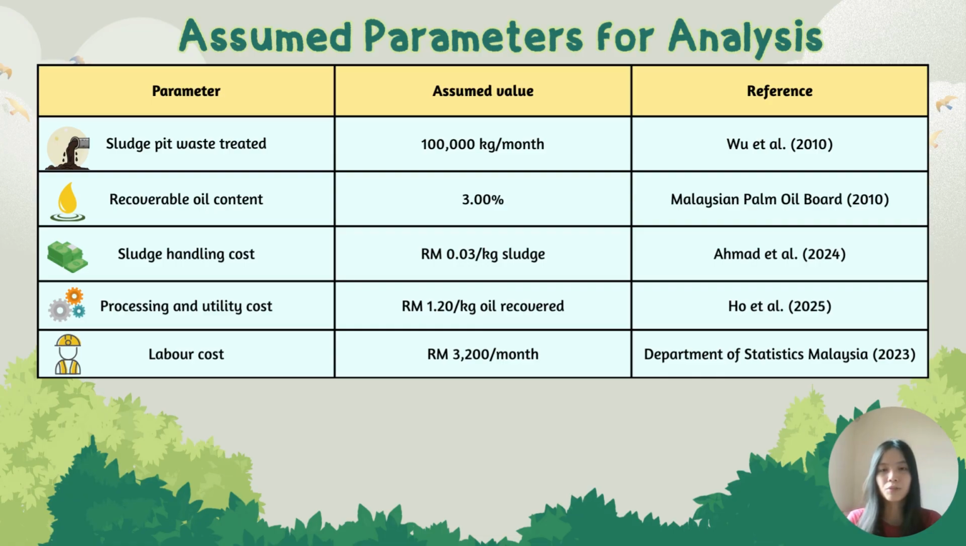We assume that the mill treats 100,000 kg of sludge waste per month and that 3% of this waste can be recovered as oil. The sludge handling cost is 0.03 ringgit per kilogram, while the processing and utility costs are 1 ringgit and 20 cents per kilogram of oil recovered. Finally, the labor cost is 3,200 ringgit per month for one operator working on recovery activities.